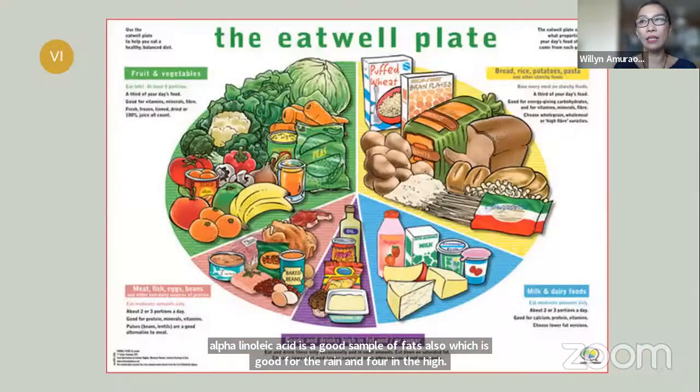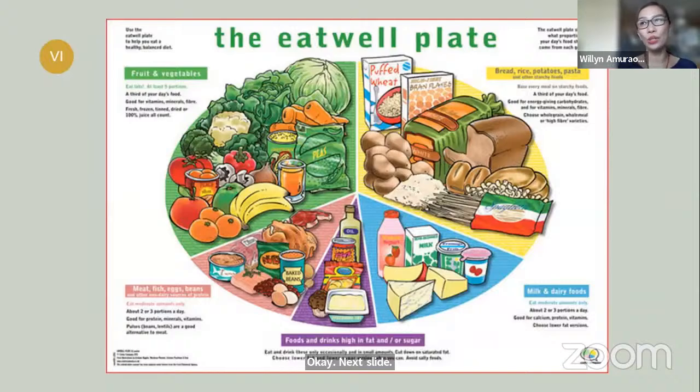Okay, next slide. So this is a picture of a balanced diet plate. But the question here is, is it applicable to all? There are some persons who have lactose intolerance or gluten intolerance. So they have to avoid the wheat, they have to avoid the milk, and so on and so forth. And then we have here, next slide.